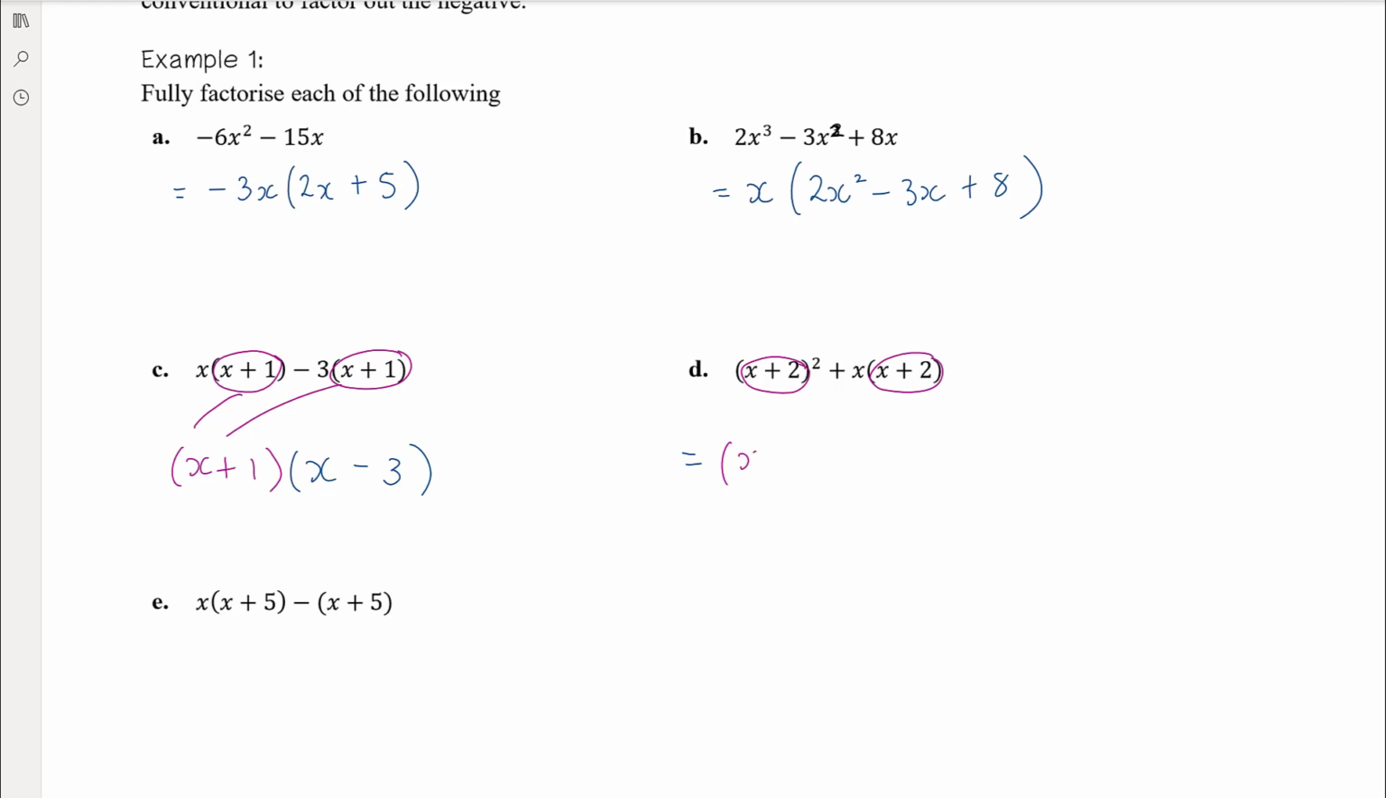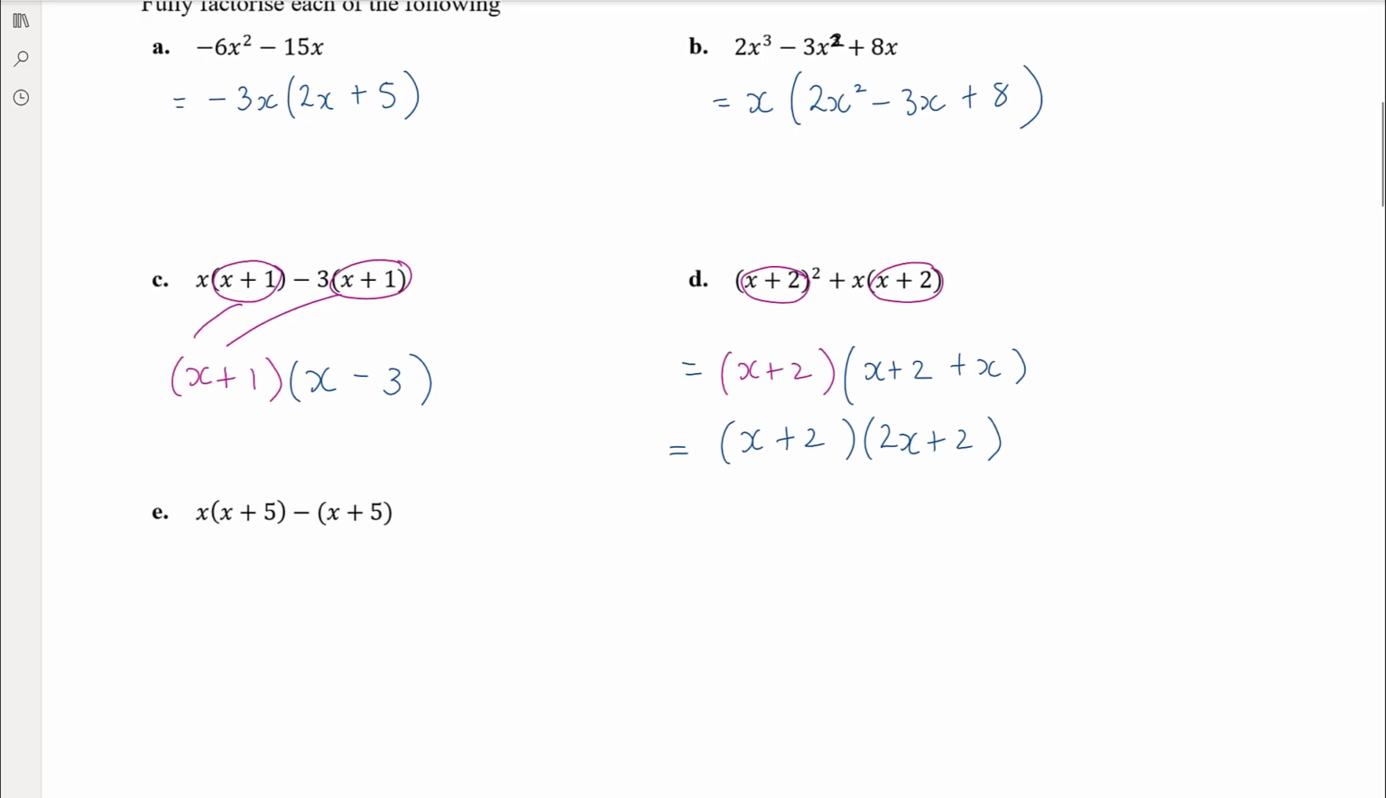So if we take out x plus 2, in the first term, x plus 2 all squared divided by x plus 2 still leaves me with x plus 2. And then in the second term, x times x plus 2 dividing by x plus 2 leaves me with x. And then obviously I want to tidy up that second bracket by collecting like terms, so I've got 2x plus 2. Actually, this presents an interesting situation, because now that we've done that, that second bracket isn't fully factorised. There is a common factor in that second bracket now, and that is 2.